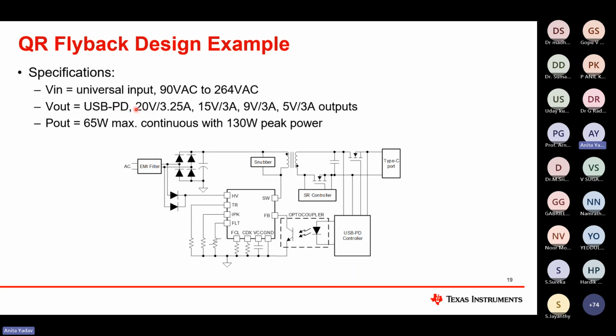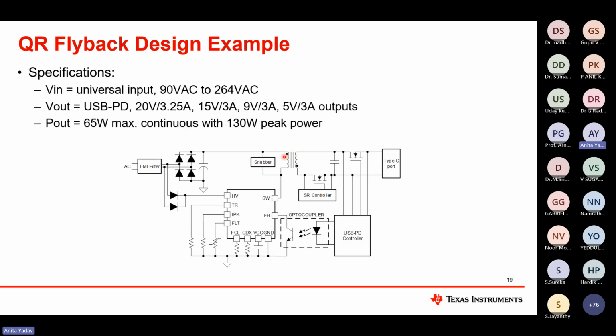So it has the output voltages 20 volt 3.25 ampere means 65 watt, 15 volt 3 ampere means 45 watt, 9 volt 3 ampere 27 watt, 5 volt 3 ampere 15 watt output powers. So overall max output power it can support 65 watt, but also there is a trend within the industry that for very short durations they ask for the peak power demand.